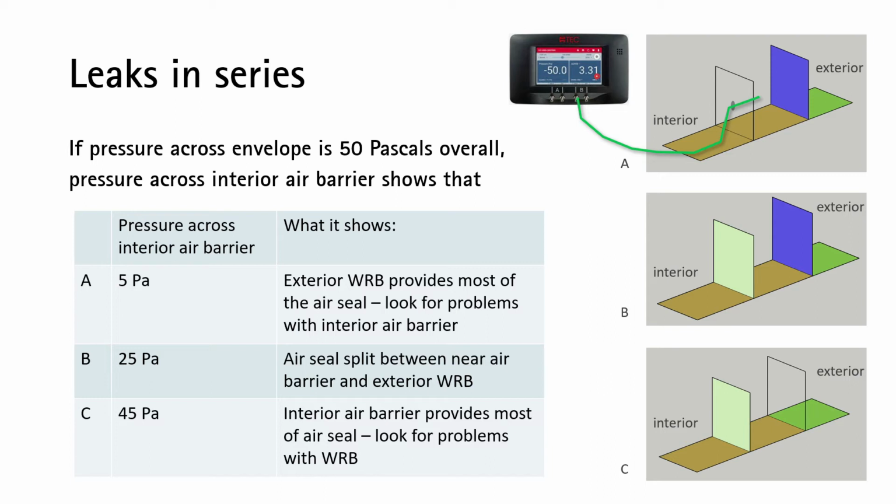In other words, 25 pascals of resistance is coming at the exterior WRB and 25 pascals is coming across the interior air barrier. If it's more or less, that tells you which of these resistors is taking a greater share of the resistance to air movement. Is it the exterior WRB or the interior air barrier? You can use a chart like this to really understand it, and the more you do this sort of thing, the more you reason it out yourself.